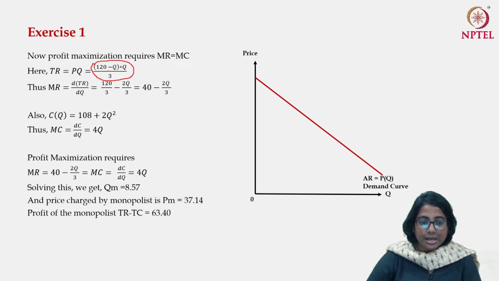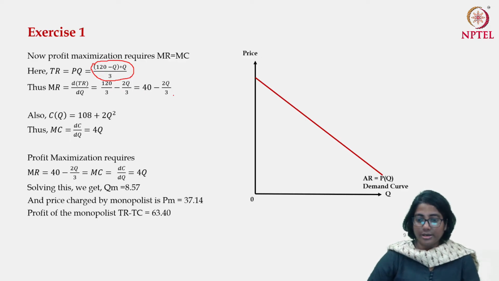See, the first term is actually 120Q divided by 3. The first term is 120Q divided by 3 and the second term is Q square divided by 3. If you take the derivative of 120 divided by 3 multiplied by Q in terms of Q, you are left with 120 by 3 itself. If you are taking the derivative of the second term, that is Q square by 3, what you get is 2Q divided by 3. So the marginal revenue will be 40 minus 2Q by 3.